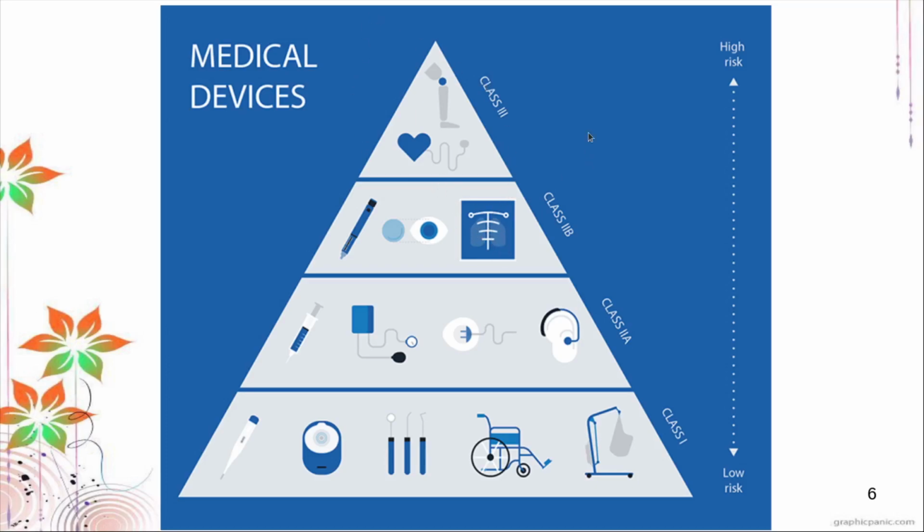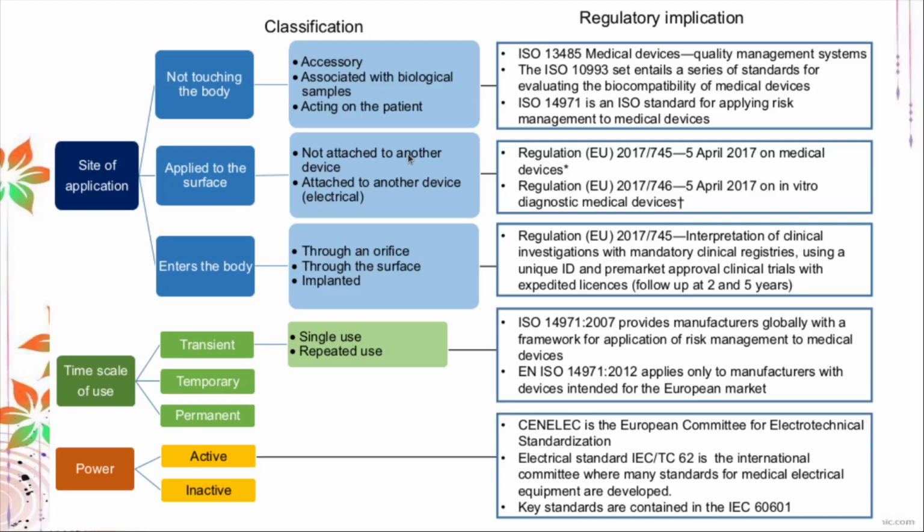And then, of course, the highest risk are implants, prosthetic devices, and even pacemakers. So here are some regulatory implications: classification of devices and the regulatory implications.